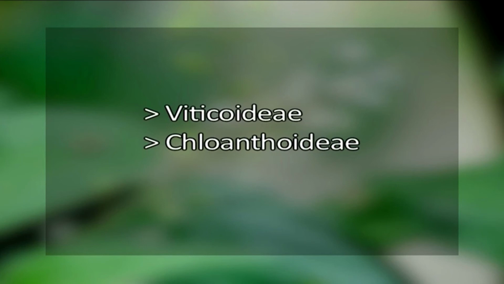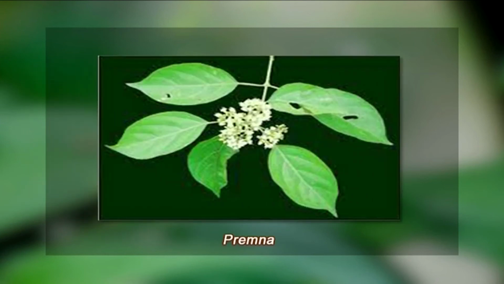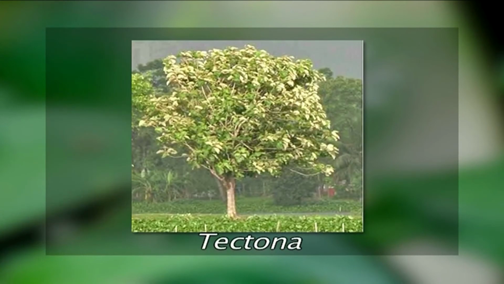Two more groups can be recognized within the family Lamiaceae. Number 1 is Viticoideae and one more is Cloanthoideae. However, both these subfamilies are polyphyletic. The Viticoideae includes genera like Premna and their relatives, while the Cloanthoideae has characters like branched hairs and includes common genera like Tectona.